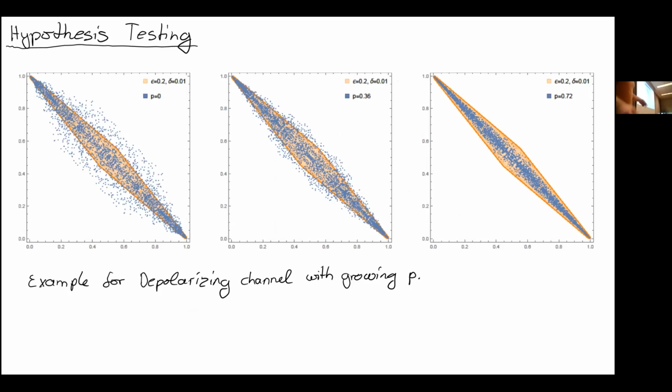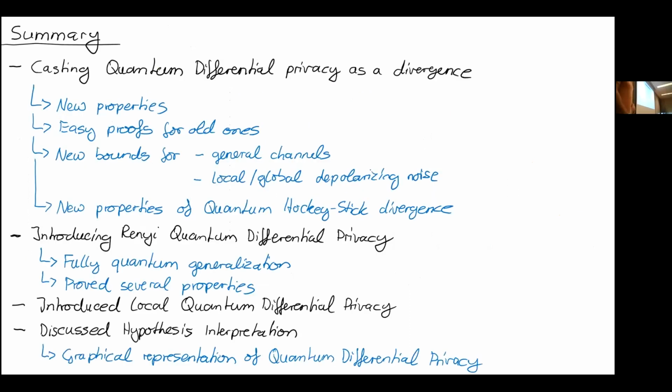And this is nice for numerics, you can plot some nice pictures, where more depolarizing noise pushes the outcomes of the algorithm into your private region. And then I just conclude with everything I said during the talk: quantum generalizations, easier proofs for old results, some new properties and new bounds, improved bounds for specific noise models, and generalized approaches to things like Rényi differential privacy or local differential privacy.